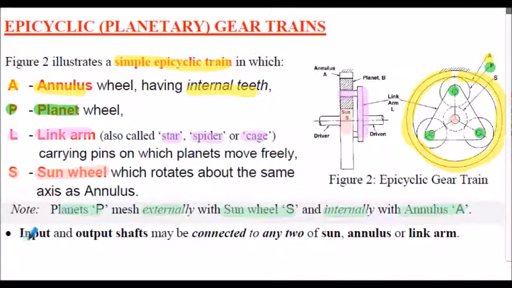And the input and output shafts may be connected to any 2 of the sun, the annulus, or the link arm. So you can see we've got quite an array of different configurations that we could come across in the analysis of these epicyclic gear trains. So lots and lots of variables here that makes them much more difficult to analyse.